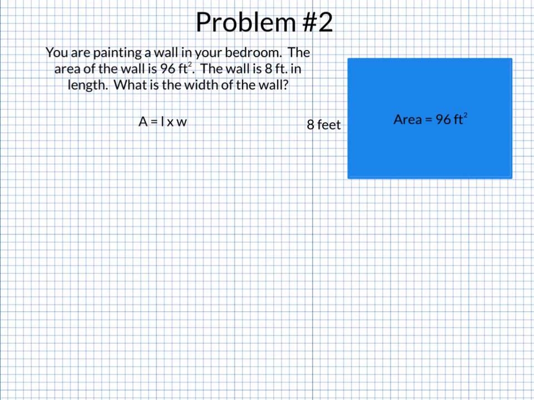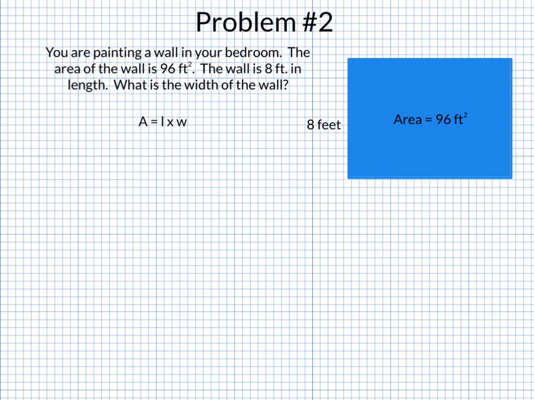Here is the last problem we will cover. You are painting a wall in your bedroom. The area of the wall is 96 feet squared. The wall is 8 feet in length. What is the width of the wall? Well, as I stated earlier, we would be covering unknown factor problems. This is one of those problems.